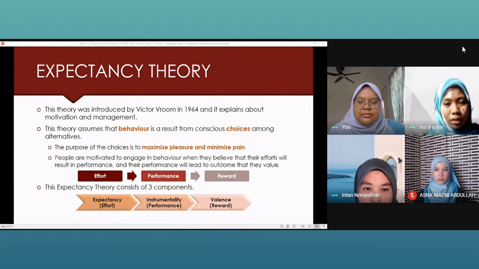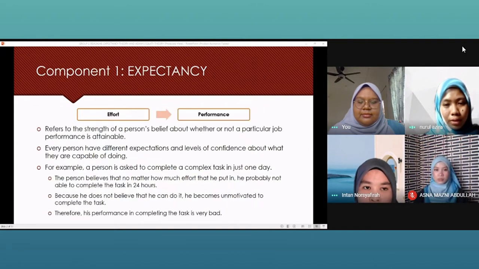This expectancy theory consists of three components, which are expectancy, instrumentality, and balance. The first component, which is expectancy, it explains about correlation between effort and performance. Expectancy refers to the strength of a person's belief about whether or not a particular job performance is attainable. Every person has different expectations and levels of confidence about what they are capable of doing.